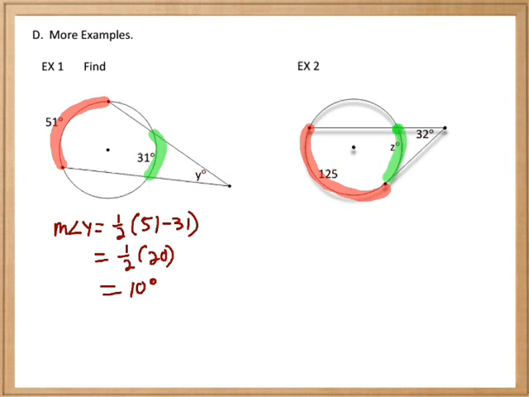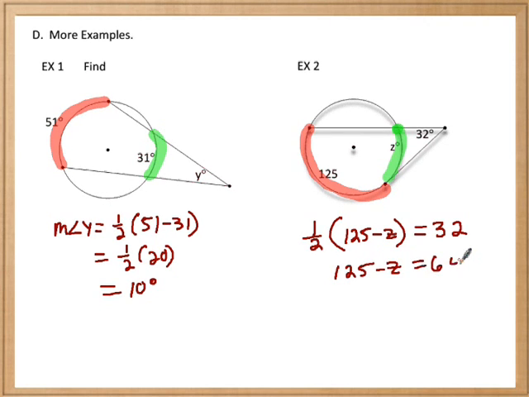Welcome back. Let's see if you got the right answer. In this particular problem, I know that the arc measure is going to be 125 minus z, and then we're going to cut that in half. So 1/2 of 125 minus z. We already know the value of that angle outside the circle, and the value of that is 32. So now we just have to do some simple math. Let's get that 1/2 over by multiplying both sides by 2 to get 64. Negative z is going to equal negative 61. Dividing both sides by a negative, the final answer is 61 degrees.